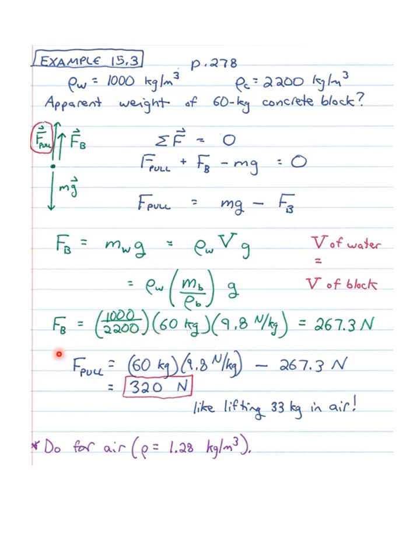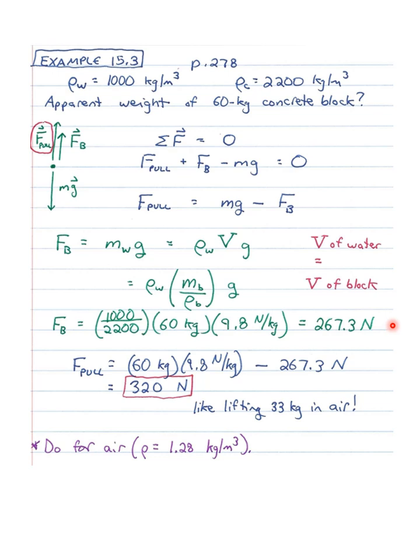Now we can plug in all the values. The buoyancy force equals, and we've got the density of the water. I'm going to assume that it is fresh water, 1,000 kilograms per meter cubed, over the density of the block, 2,200 kilograms per meter cubed, that's the concrete, times the mass of the block, 60 kilograms, times 9.8 newtons per kilogram, 267.3 newtons. This is the force with which the water is helping us. It's giving a lift. It's that buoyancy force.